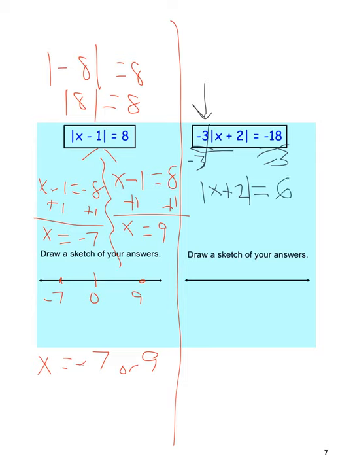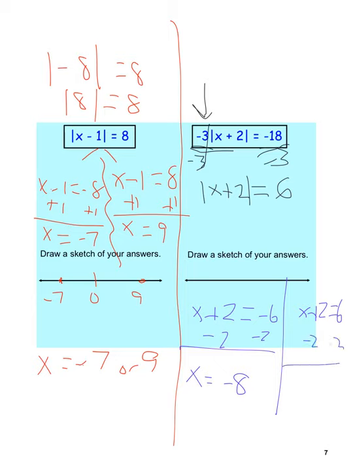So this is 6. I'm going to move down to the bottom to give myself a little more room. But again, because the absolute value equals 6, that means x plus 2 could equal negative 6, or x plus 2 could equal 6. Okay, so I subtract 2 from both sides there. So that means x could be negative 8. Or, if I subtract 2 from both sides on this one, that means x could be 4. So there it is, x could be 4 or negative 8.